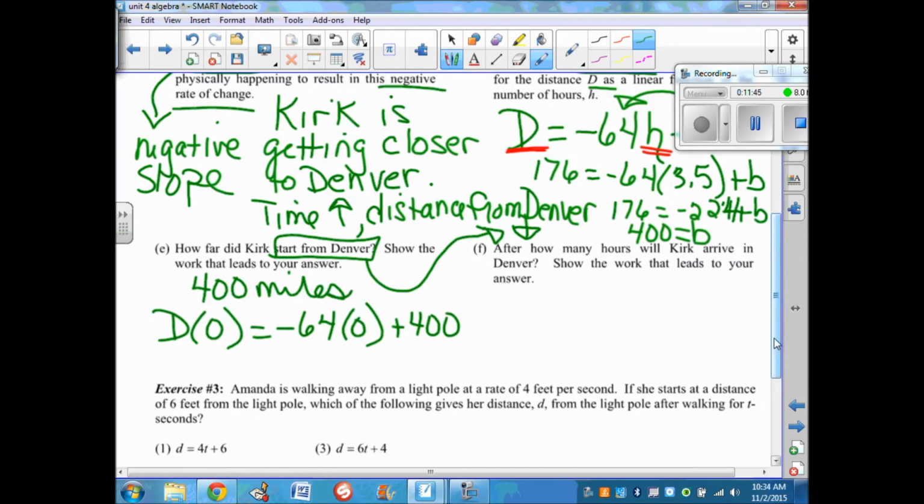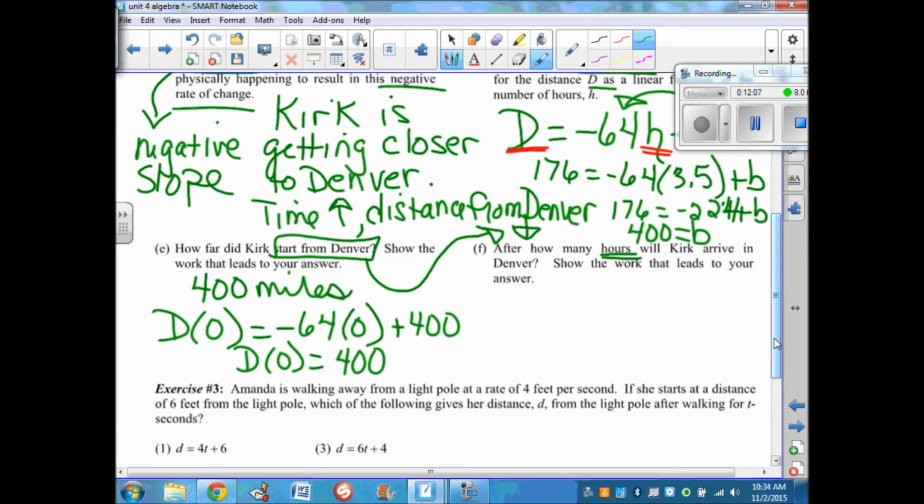Okay, we end up with that D of 0 is 400. Now it says, after how many hours will Kirk arrive in Denver? Show the work that leads to your answer. Okay. After how many hours? So we're looking for the H.